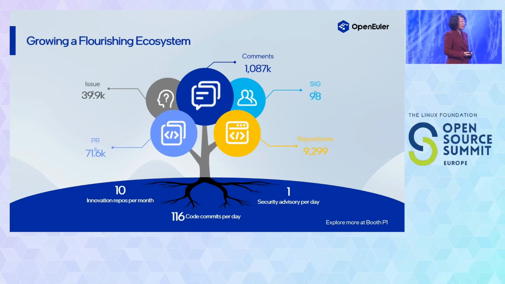Actually, you can see the change is happening in our community day by day. We have almost 10 innovation projects per month, more than 100 code commits per day, and also 1 security advisory per day. So the change is happening every day. But OpenEuler still has a long way to go. OpenEuler is gradually building its own self-sustaining system for a sustainable future.